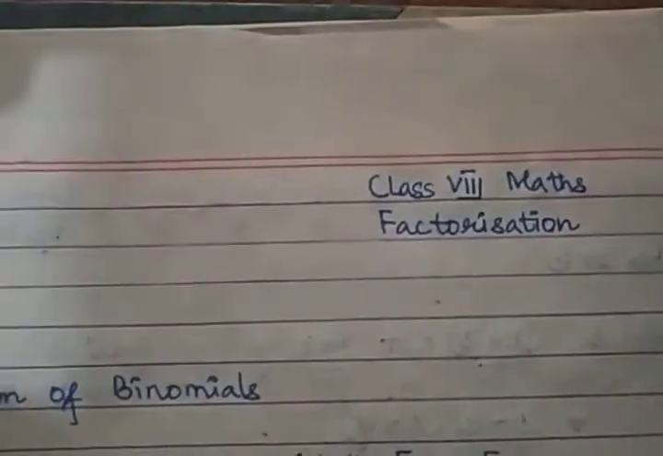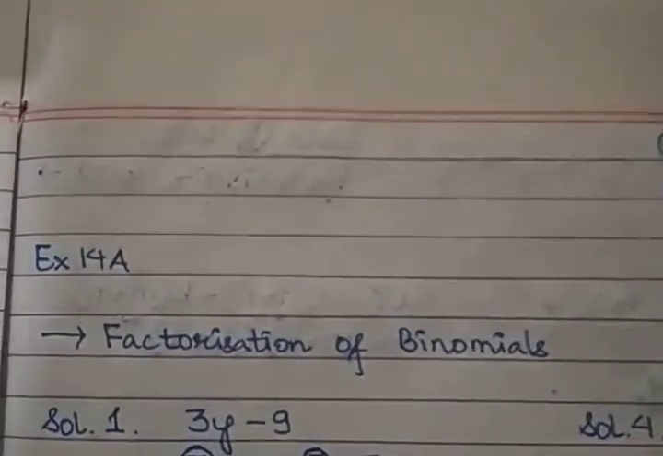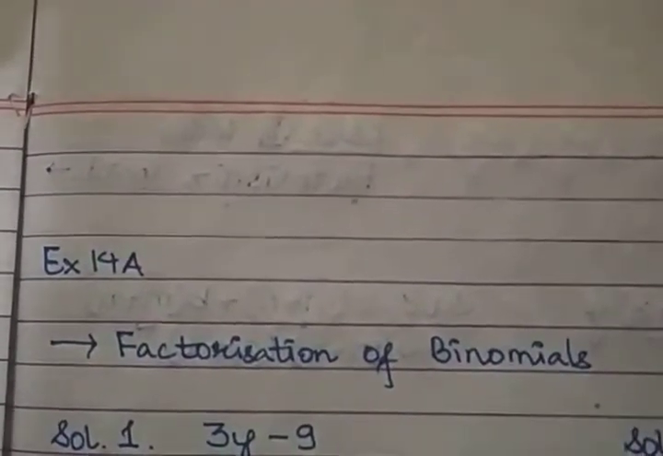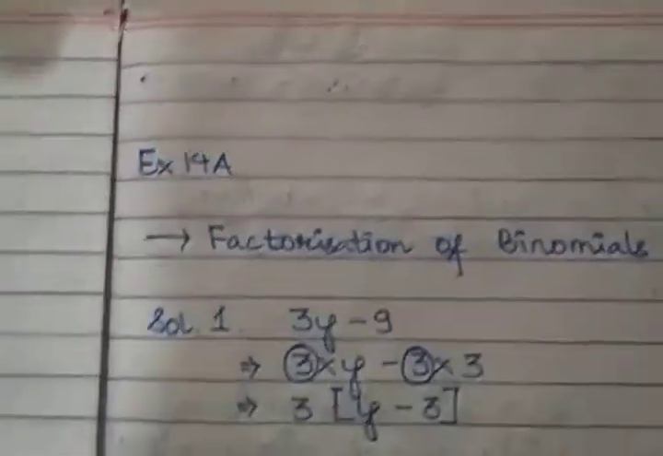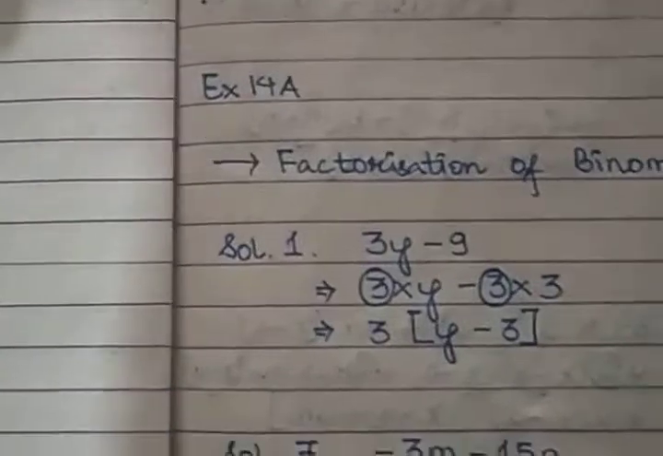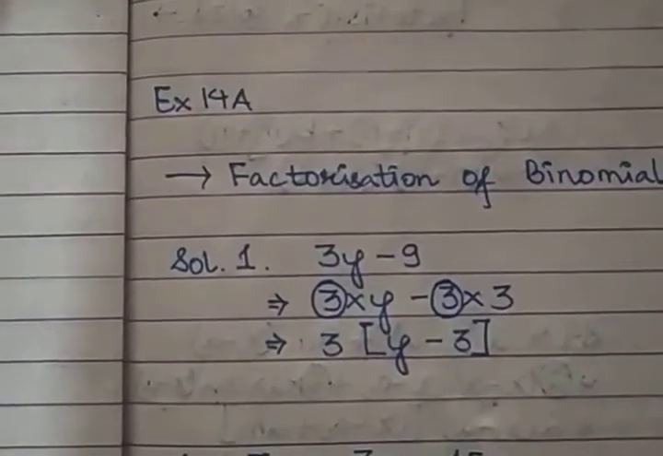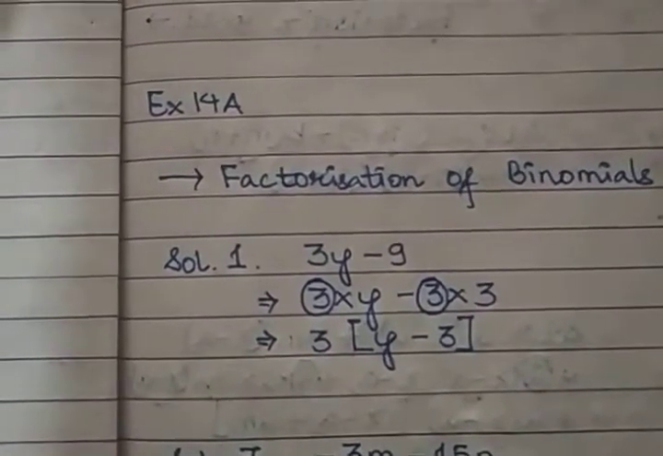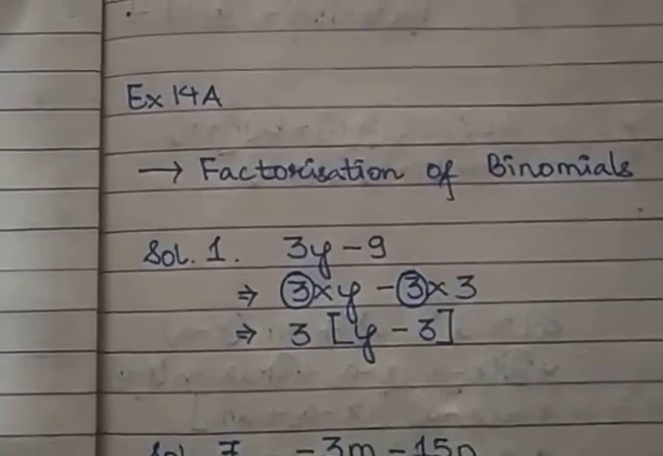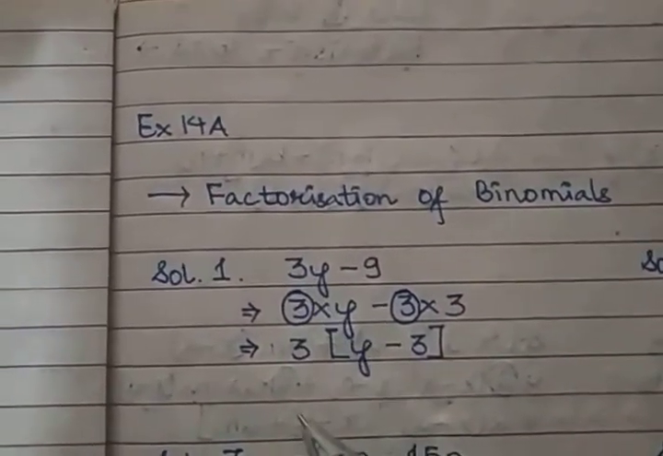Your first topic for today is from exercise 14a, that is factorization of binomials. A binomial, as we know, is about two terms, isn't it? So the first question I picked for today is question number 1, exercise 14a. We have the binomial 3y minus 9. We know the relation between a constant and a variable, given here as 3 and y, is multiplication, isn't it?